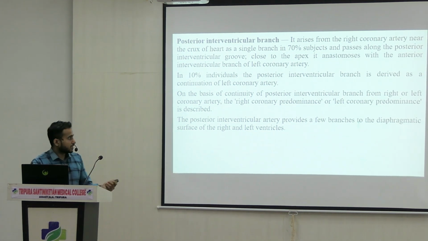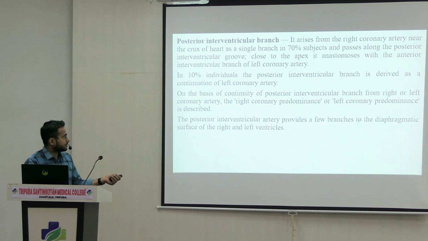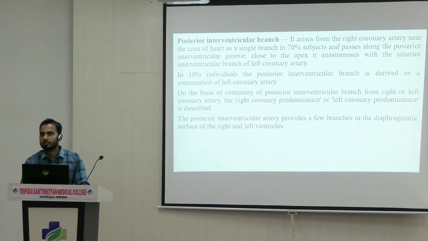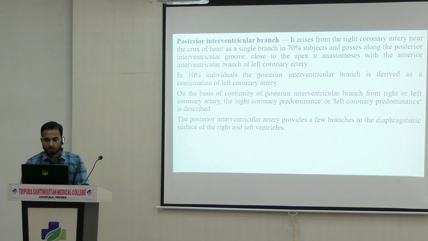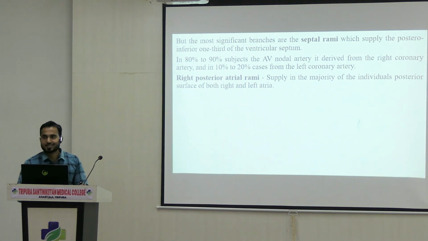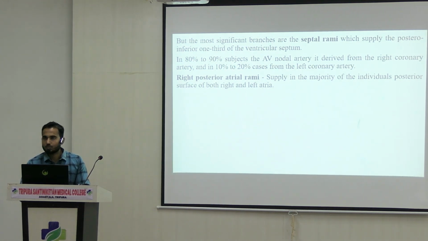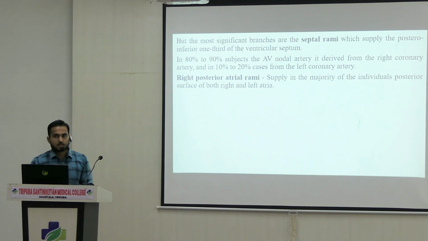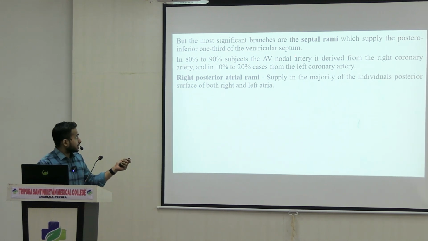Now this posterior interventricular branch will provide a few branches to the diaphragmatic surface of both the right as well as the left ventricle. From this posterior interventricular branch, we get septal rami, which will supply the posterior inferior one third of the interventricular septum. Next, the AV nodal artery.